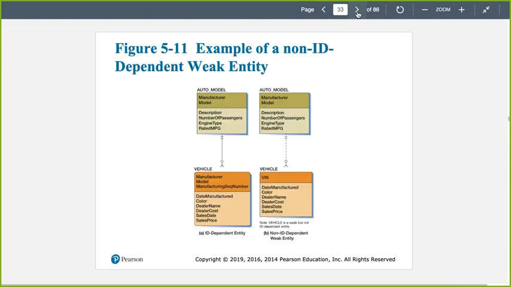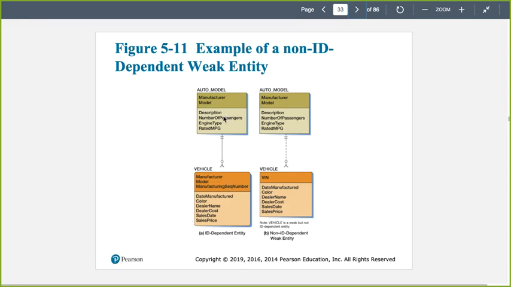We are looking at a few more examples about ID dependence, and your slide or textbook talked about the different variations. Like in this particular case, a model and a vehicle can have an ID-dependent or non-ID-dependent relationship. The difference between A and B depends on your business situation and your design. During implementation, which we will talk about in the next chapter, the significance is that an ID-dependent model will have a key that is inserted into the weak entity.